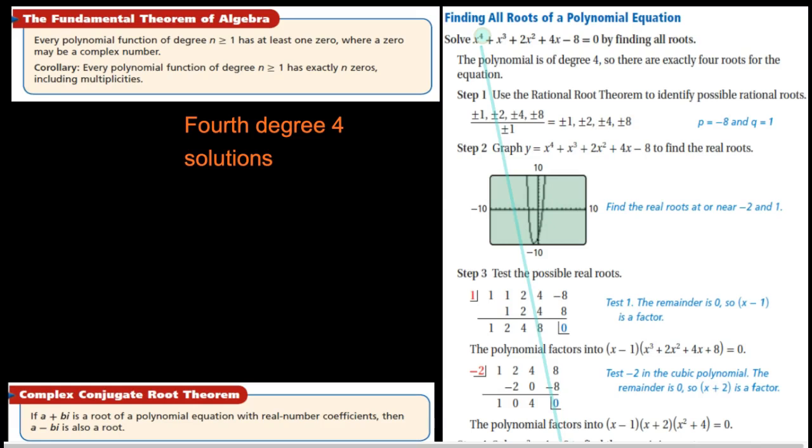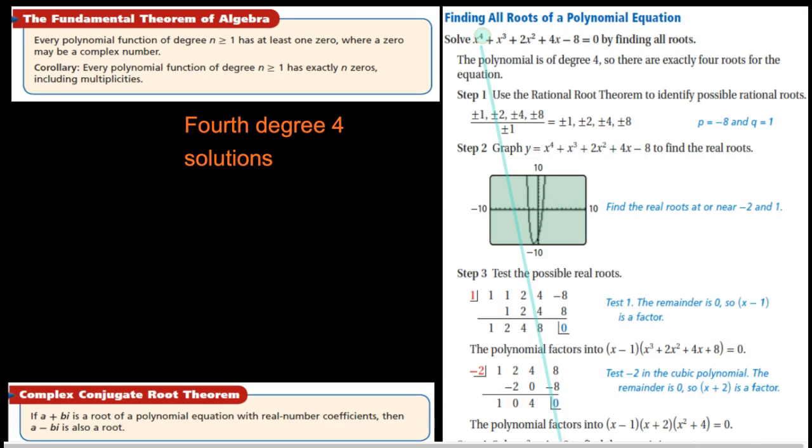Every polynomial function of degree n greater than or equal to 1. So hopefully you understand what that means. Has at least one 0 where a 0 may be a complex number. So now when we start talking about complex numbers, we open it up to the possibility of having an i in there, which stands for the imaginary unit, which corresponds to the square root of a negative value. So now we're going to introduce the possibility of having imaginary roots.